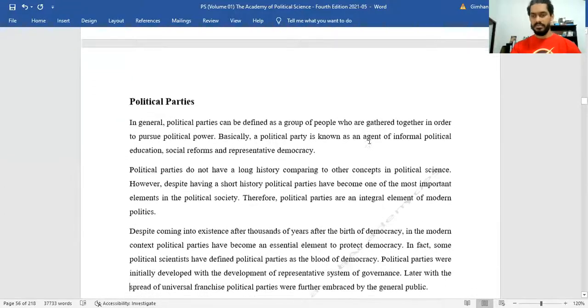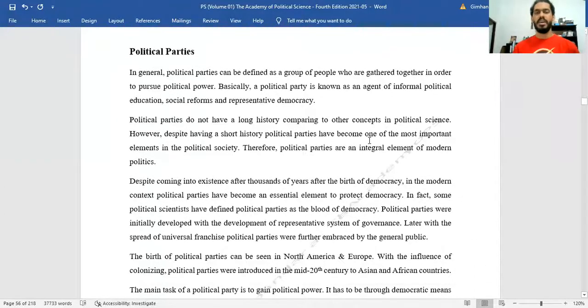Is that part clear? Then we are moving on to the most important part, political parties. Any questions, guys? Any doubts? Okay, seems none. So we can move on to political parties.